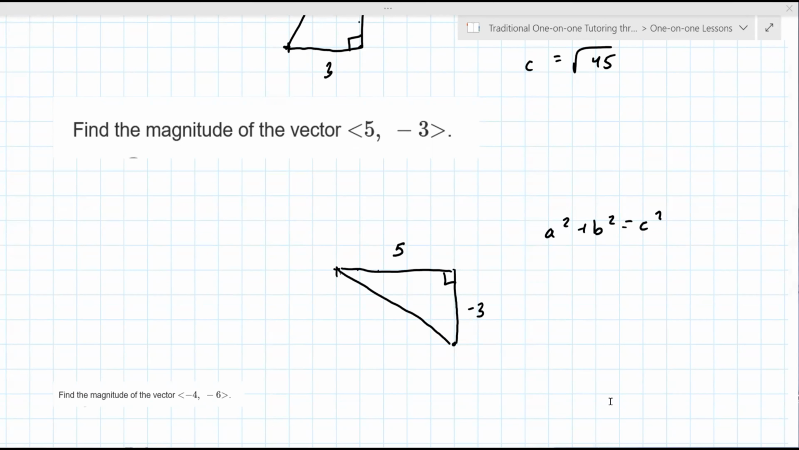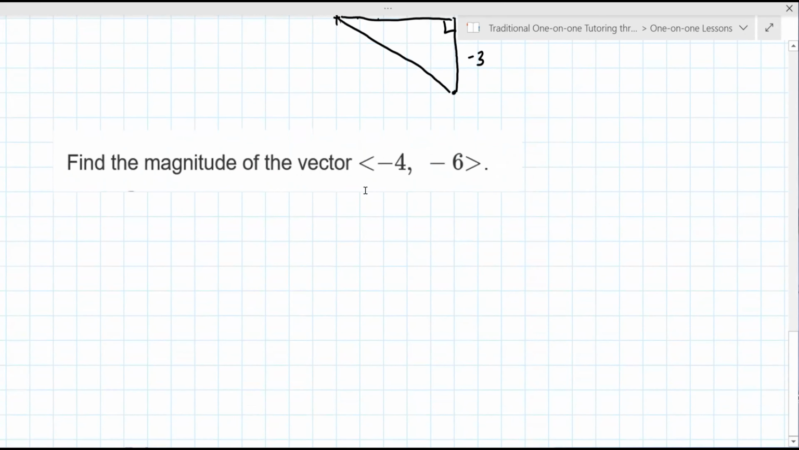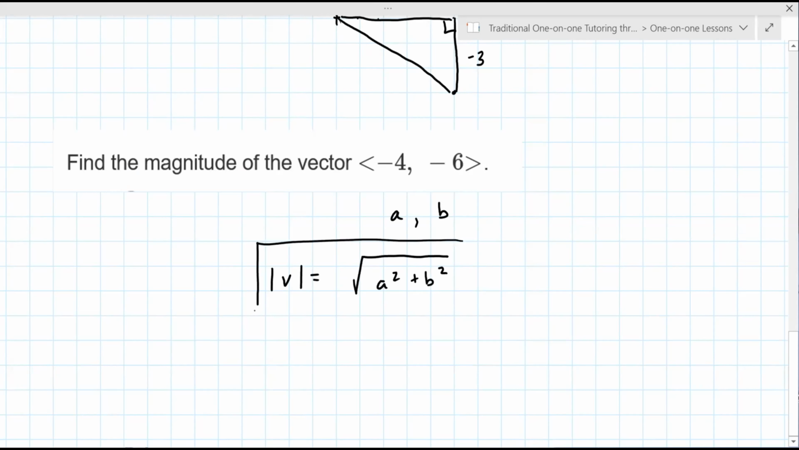Okay. And I've already snipped in. This is our last one for this section. Pretty quick section. There is a formula here. Like if your vector is a comma b, which is what we've got here, the magnitude of the vector is the square root of a squared plus b squared. And that's what you've been doing this whole time. You've been finding the third side of the triangle. But this is the formula if you want it. All right. Go ahead and figure that out for me, please.